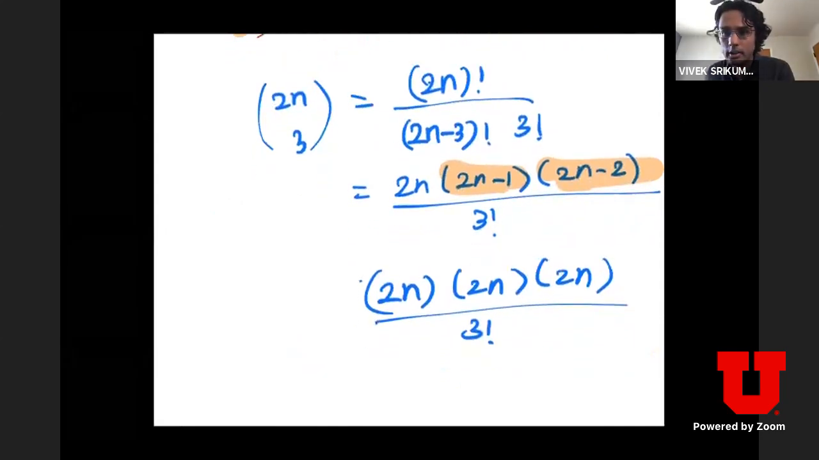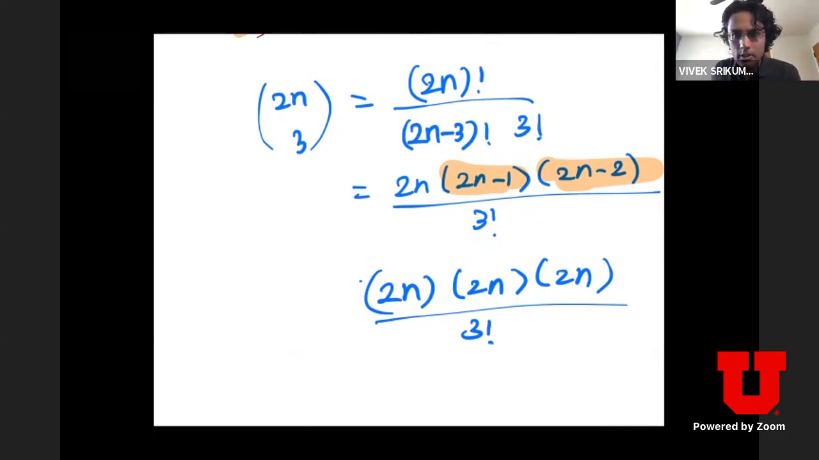So this is not equal to, but I'm going to say in the same order, in the same complexity, which is 2n cubed. Does that answer your question, Han?